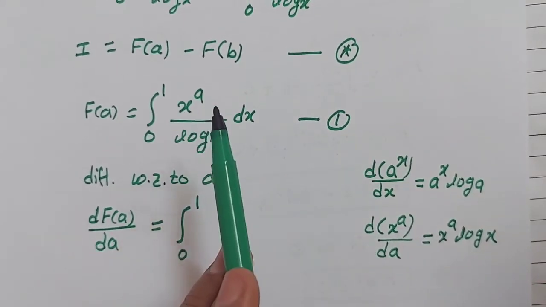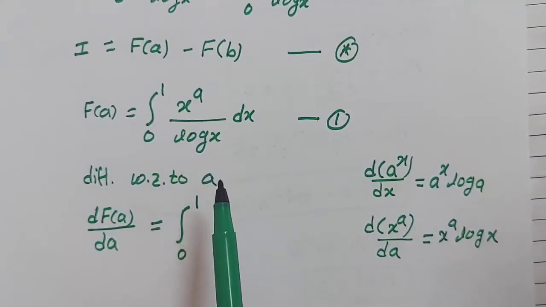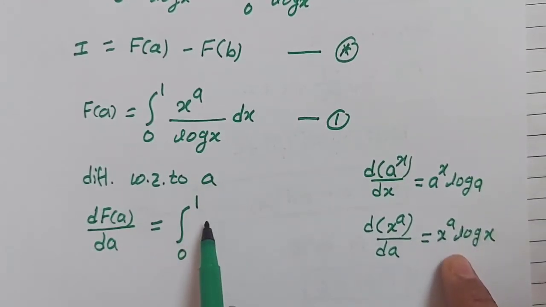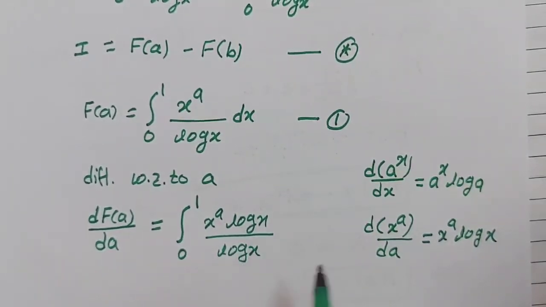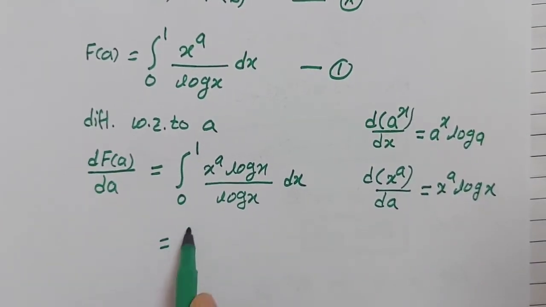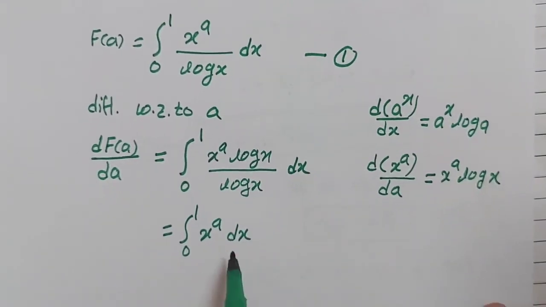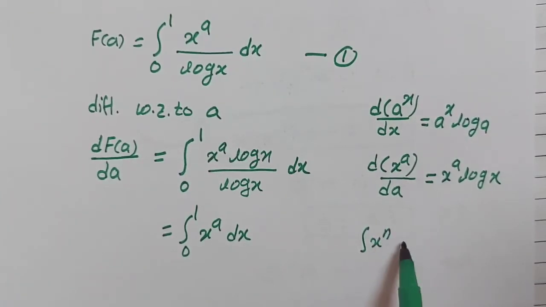And the same rule we have to apply here. We are differentiating x^a with respect to a. So the derivative of the numerator term is x^a times log of x, divided by log of x, a constant term as it is, dx as it is. Here log of x gets cancelled, then what remains is the integral from 0 to 1 of x^a dx.